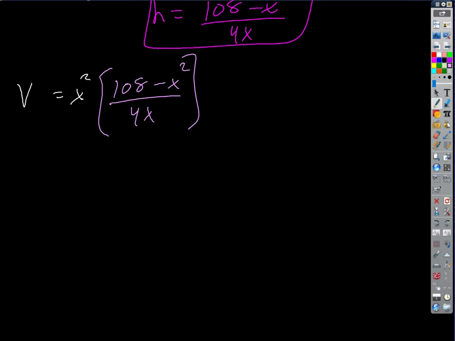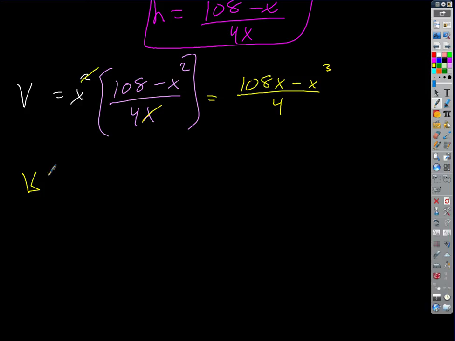Okay, and we can simplify that, right? But what can we do to make that a little easier? Distribute, sure. So if we distribute the x squared, and we could even do this, couldn't we? We could even cancel: I've got an x squared over an x, so those cancel, right? Then I could just distribute the x and get 108x minus x cubed all over 4. Right? So there's my volume equation.